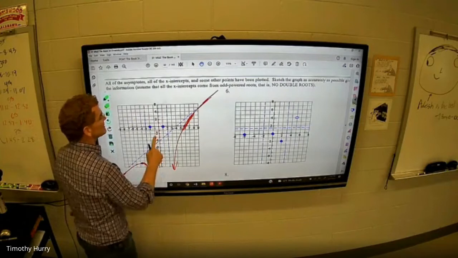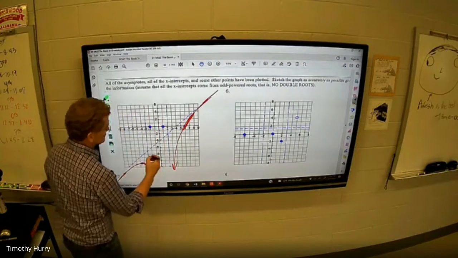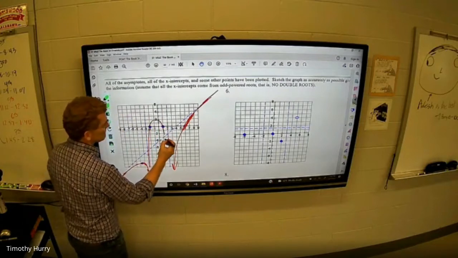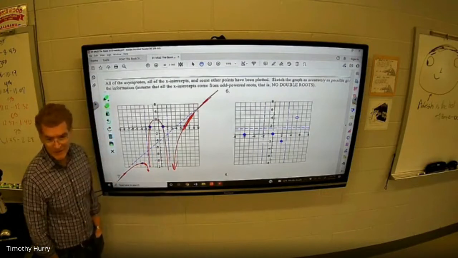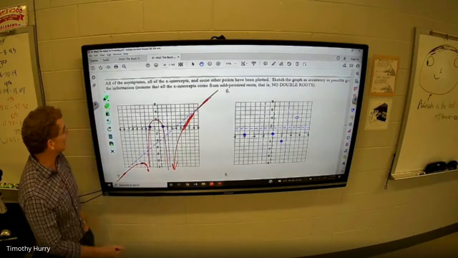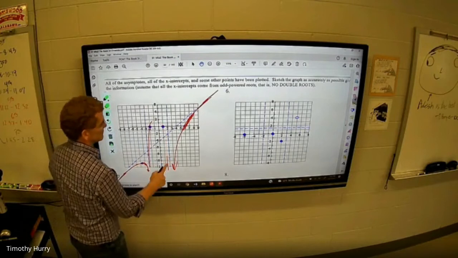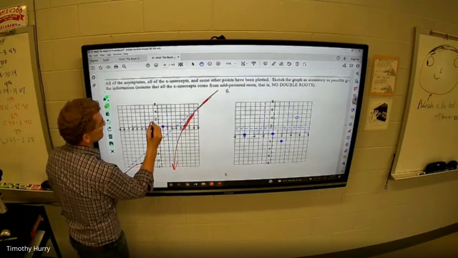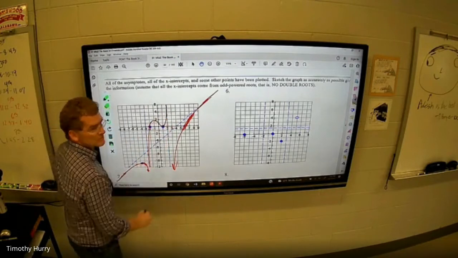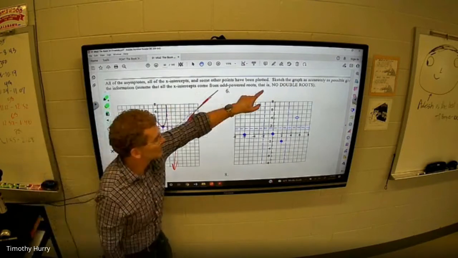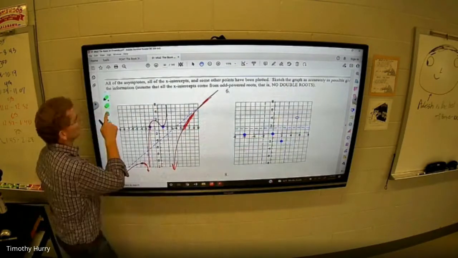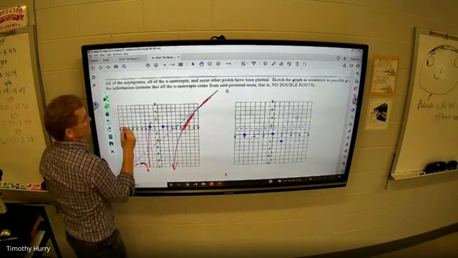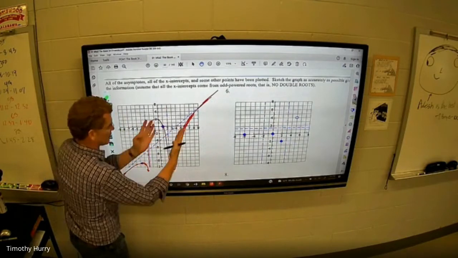But isn't this also possible? Something like that, right? But is this possible? Is it possible to hit that, bounce, and head up? No double roots. And if you're thinking, wait, if there's no double roots, how can you have a volcano there and there?